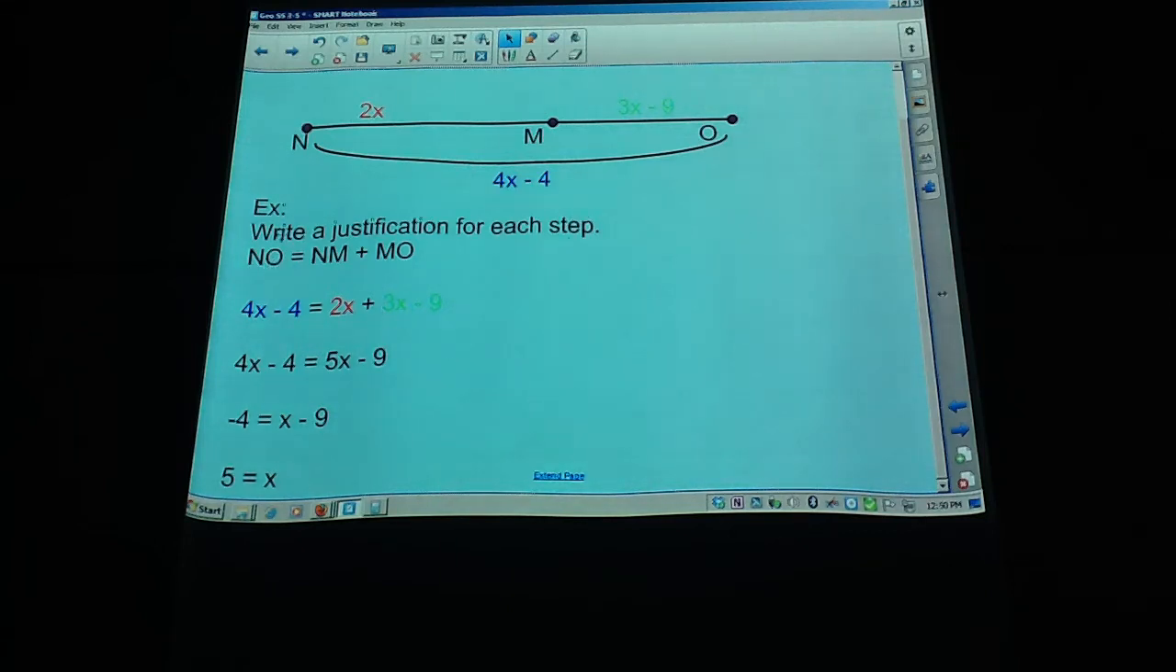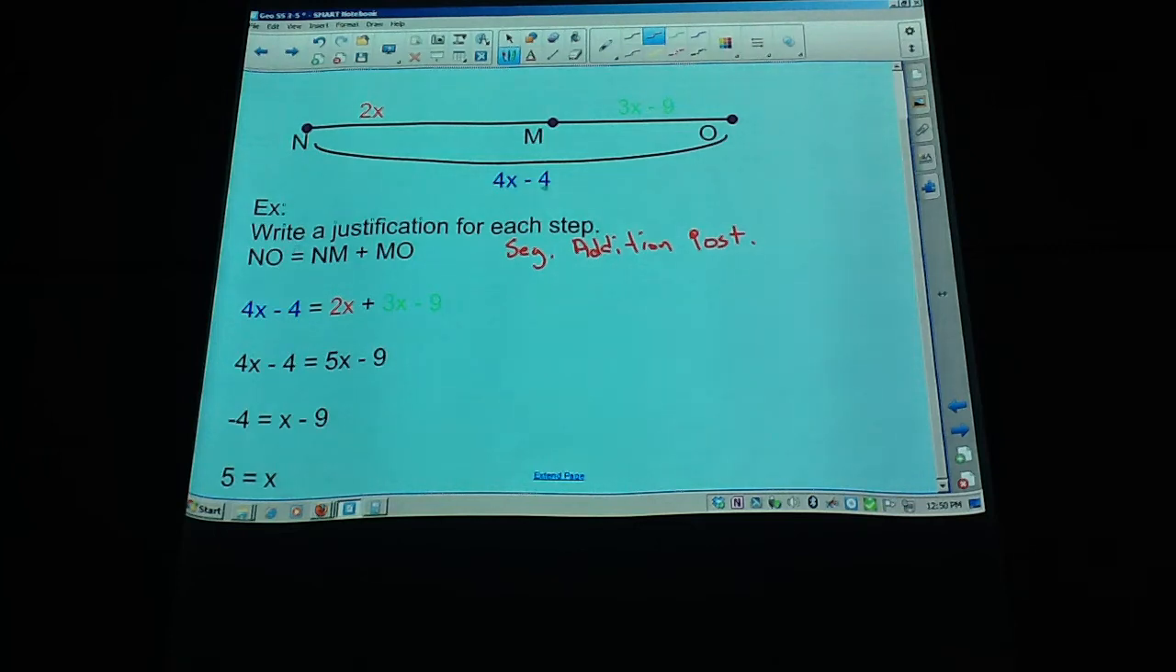So up here I'm looking at NO on the picture is equal to NM plus MO. It looks like they're adding the two smaller pieces to equal the big piece of the segment. Hopefully you recognize that from chapter 1. That's our segment addition postulate. So I'm going to abbreviate that real quick there, and that's our justification to start the problem.